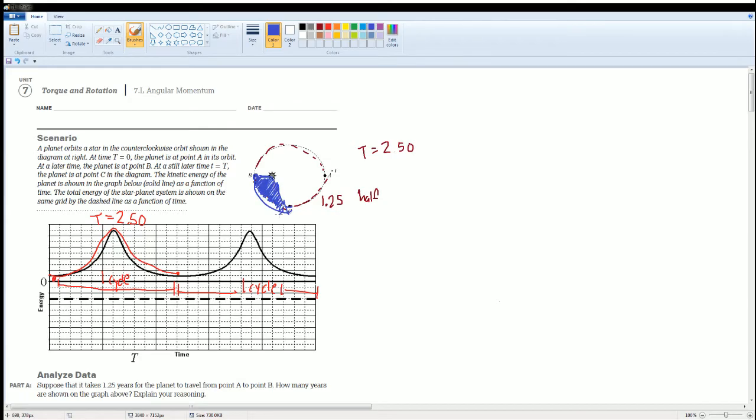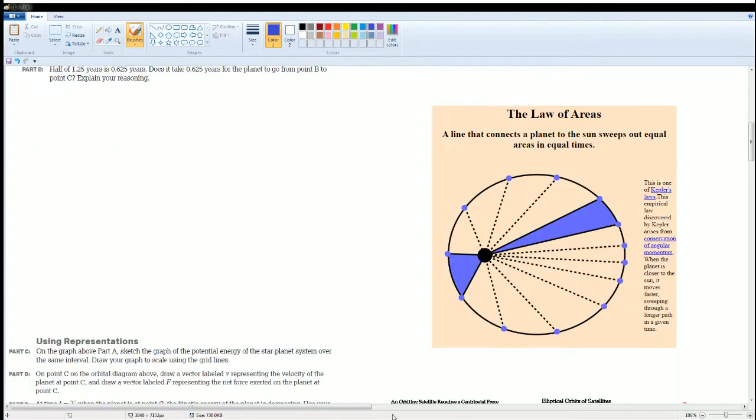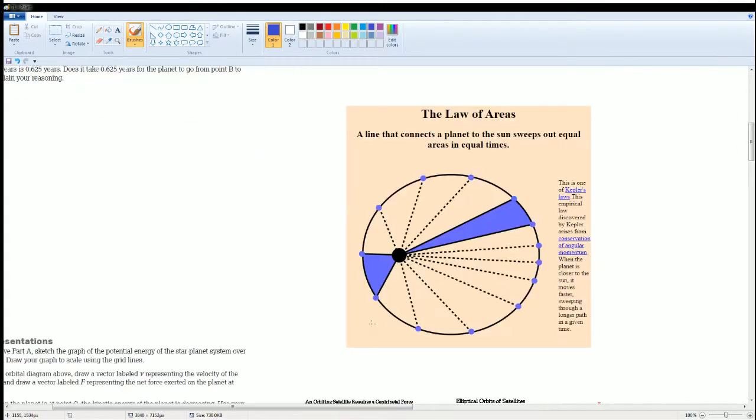This is going to remind you of something from Kepler's law. Let me just give you the notes. A line that connects a planet to the sun sweeps out equal areas in equal time. This is called the law of areas, and this is one of Kepler's laws. This empirical law discovered by Kepler arises from the conservation of angular momentum. When the planet is very close to the sun, so this is the planet, and this is the sun right here, the planet moves faster, sweeping through a longer path in a given time. So the area here is the same as the area here, but it sweeps this faster.